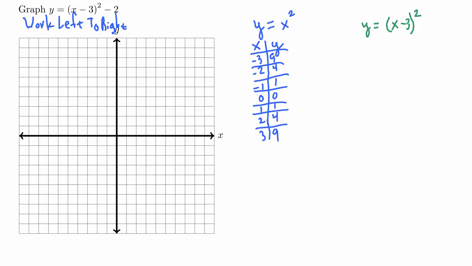Well, because that 3 is on the inside of the parentheses, it's directly affecting the x. And because it's addition or subtraction, it's a translation. It's translating it 3 units to the right. In other words, we're going to do the opposite of what it says. So we need to add 3 to the x value because it's inside the parentheses. Whenever we do that, that gives me a new table.